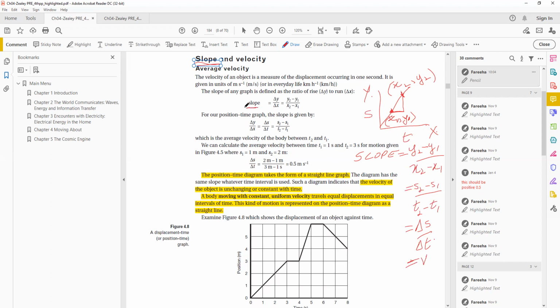Here you have this written over here. The slope is equal to y2 minus y1 over x2 minus x1, which means delta y over delta x. Now, if it's a position time graph, as we are considering in this case, then this will be equal to the change in displacement divided by the change in time. And therefore, this is equal to the velocity. You can put in the values and calculate it.